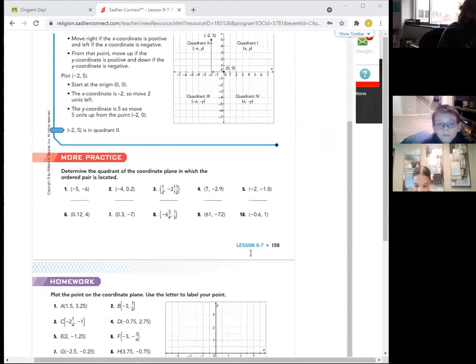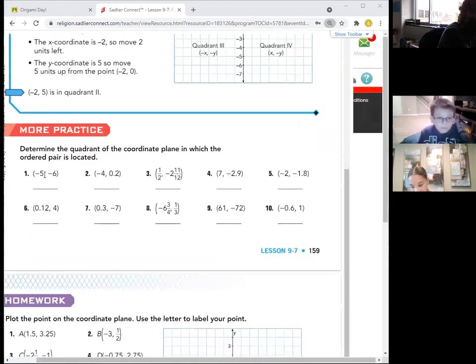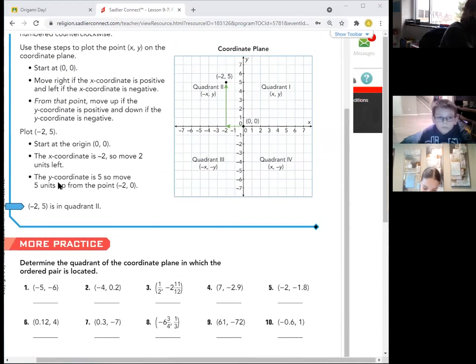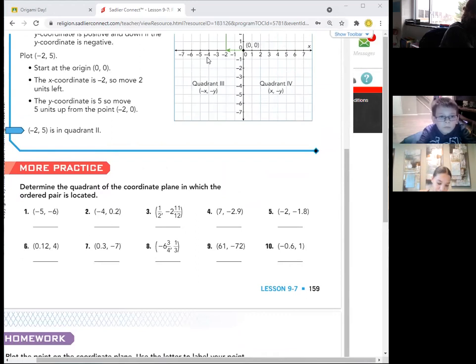Just look at the bottom of 159, and we're going to just write Q1, Q2, Q3, Q4. Where would a negative x and a negative y value exist? Which quadrant would that be in? Quadrant 3. So please on the line here for number 1, just write Q3. Number 2, first the x value is negative and then the y value is positive. What quadrant is that? Quadrant 2. So please put Q2.